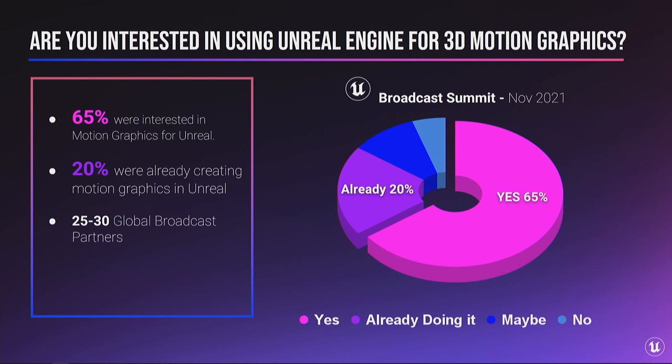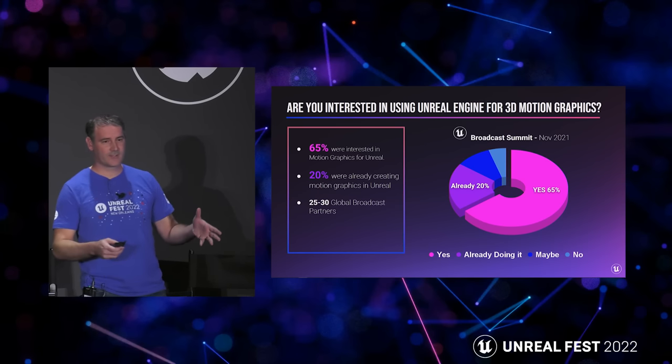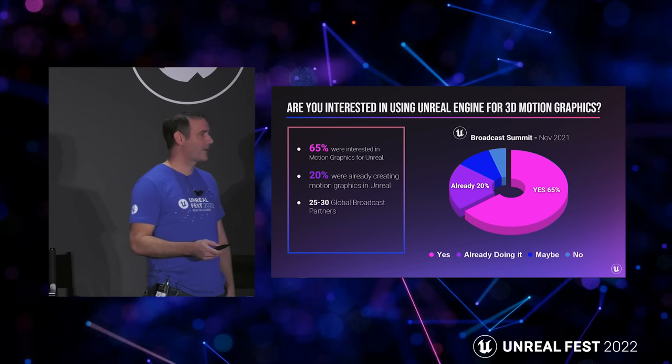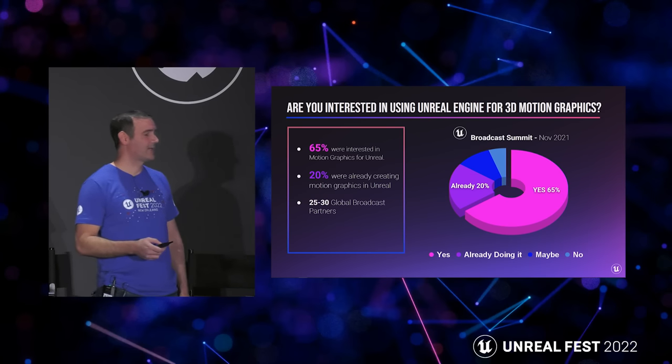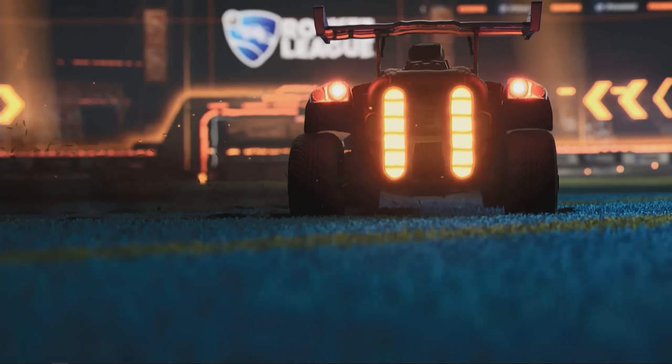And we did a broadcaster summit about a year ago this time, with 30 of the largest global broadcasters. And we asked them, are you interested in doing 3D motion graphics with Unreal? And as you can see, 65% of them said yes, 20% of them have already started doing it. But that's a pretty clear path that most TV networks around the world want to do this kind of stuff.